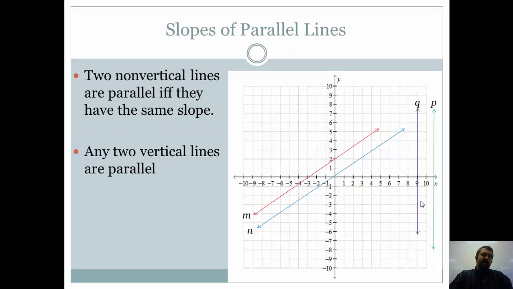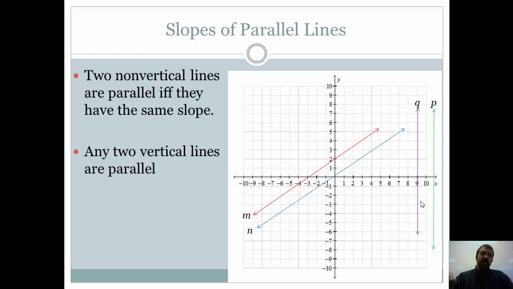The next thing that we need to talk about is actually a theorem: slopes of parallel lines. It actually has a name, so you need to know it. 2 non-vertical lines are parallel, and here's the thing, it's an if and only if. It goes both ways. If 2 non-vertical lines are parallel, then they have the same slope. And it also goes the other way: if they have the same slope, then they are parallel.